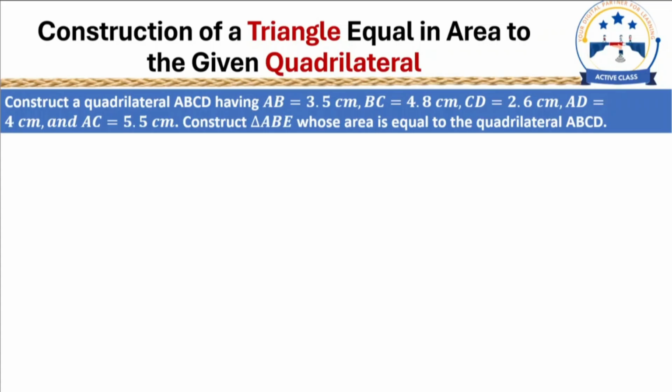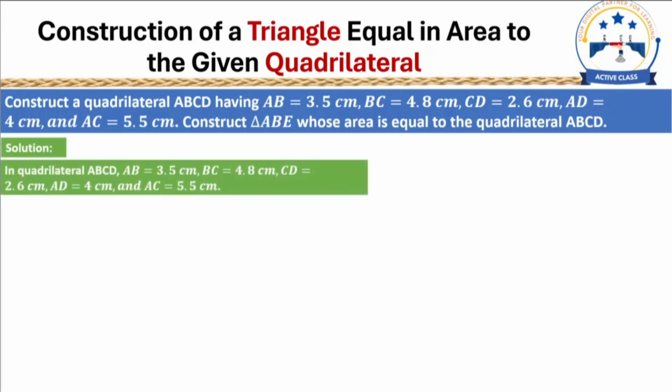Second question is also similar to the first one, but the information that was given about the quadrilateral is a little different from what we did in the first question. Okay, construct a quadrilateral ABCD having AB equals 3.5 centimeter, BC equals 4.8 centimeter, CD equals 2.6 centimeter, AD equals 4 centimeter, and AC equals 5.5 centimeter. Construct triangle ABE whose area is equal to the quadrilateral ABCD. So let's start the solution.